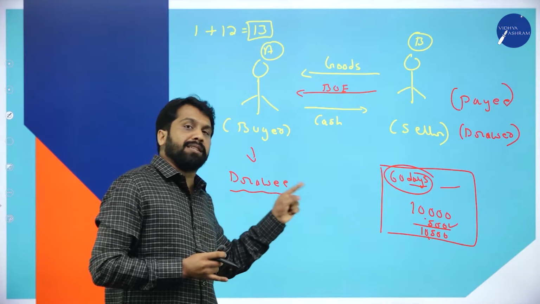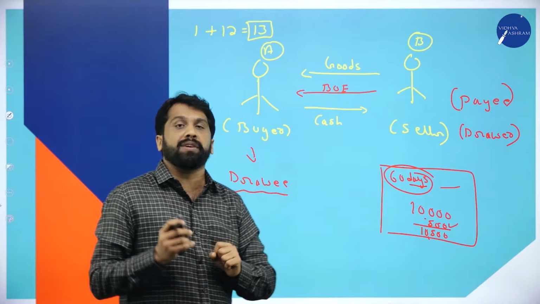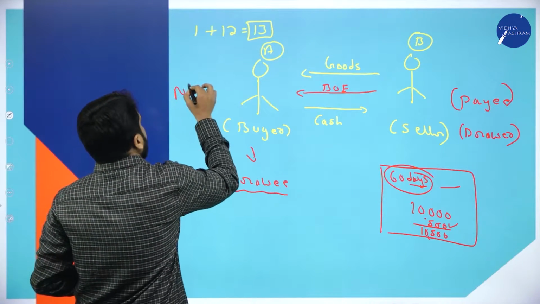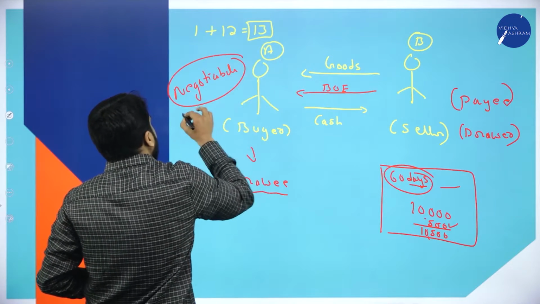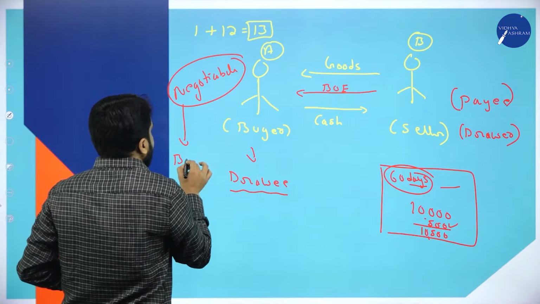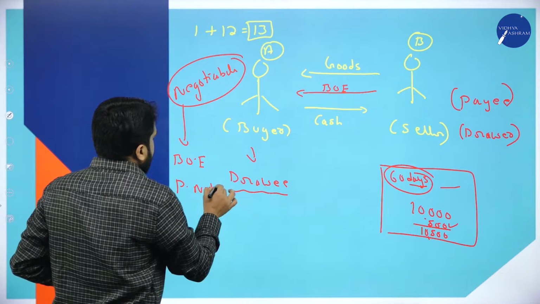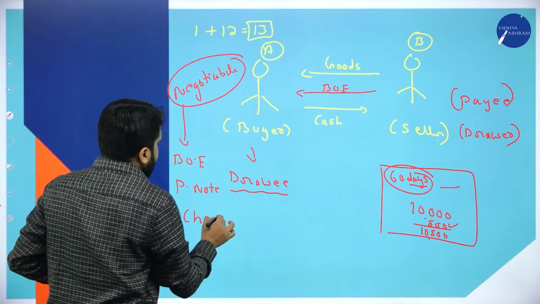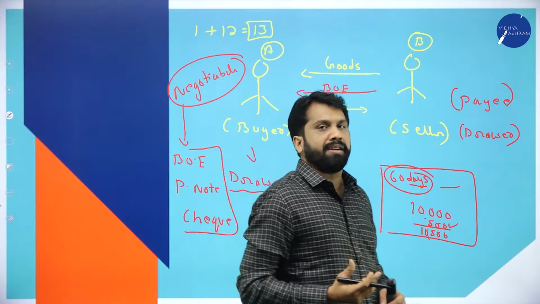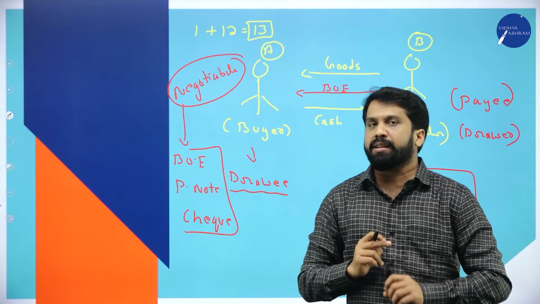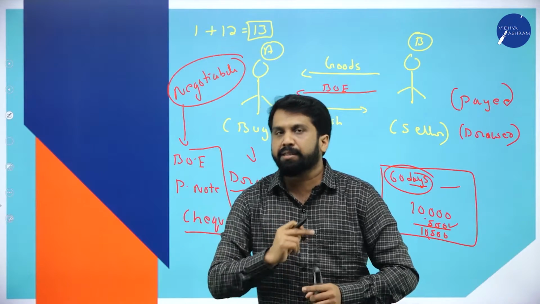Now, this comes under what? We have a topic called negotiable instrument. Under this, we get bills of exchange, promissory note, and we get check. These three come under negotiable instrument. Instrument means document. Negotiable means transferable from one person to another person.